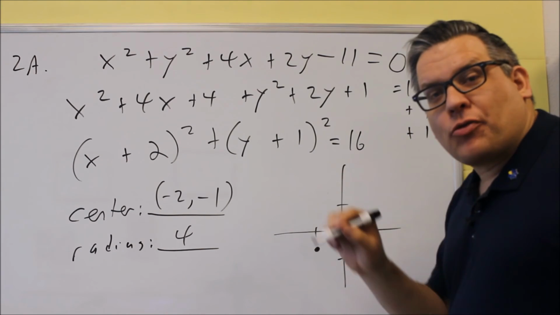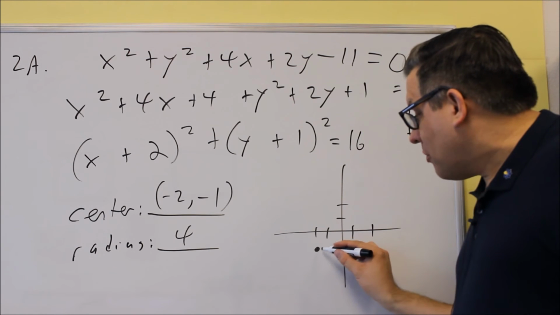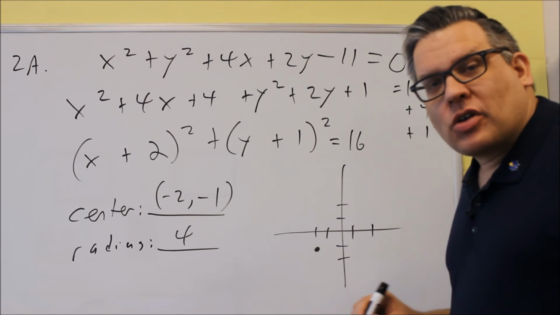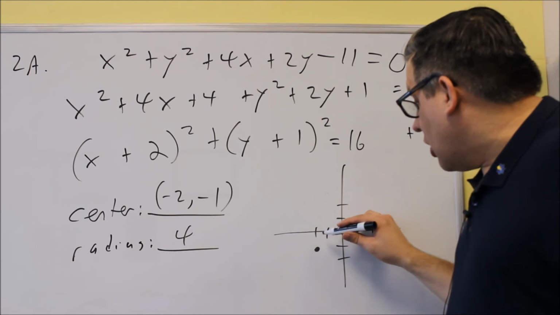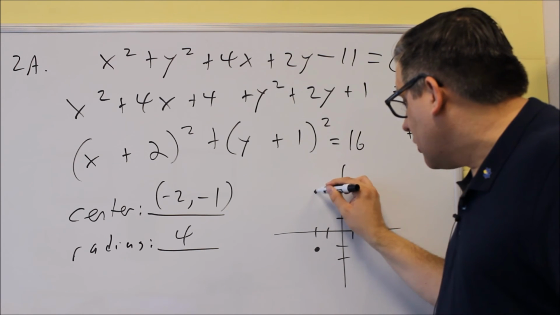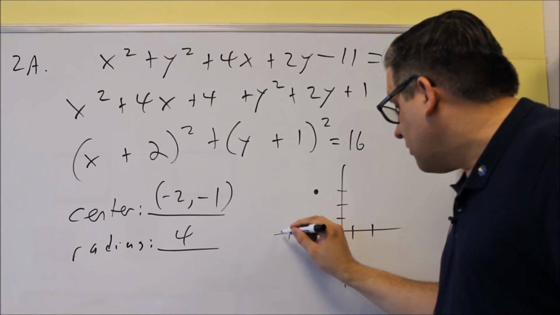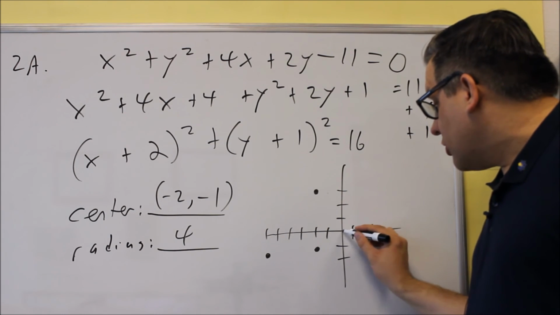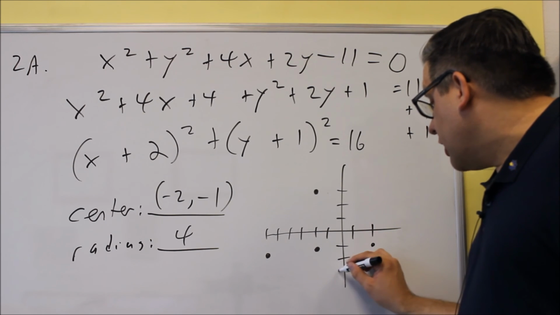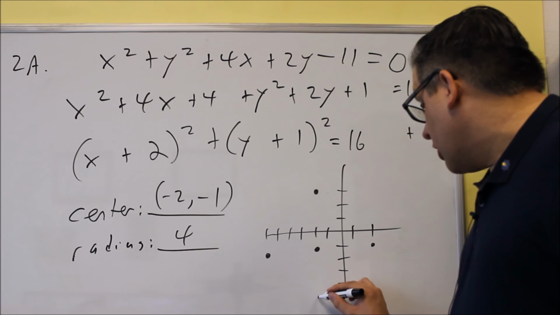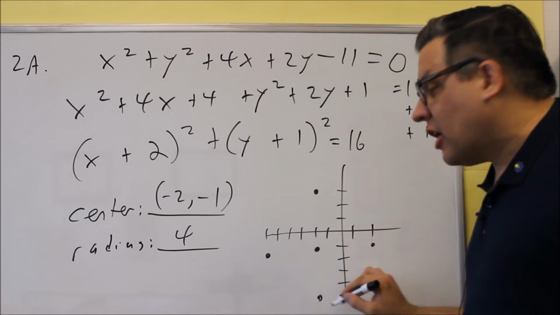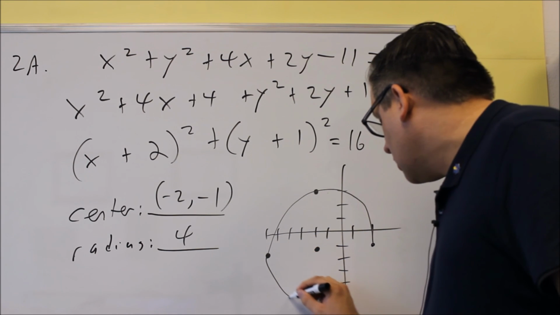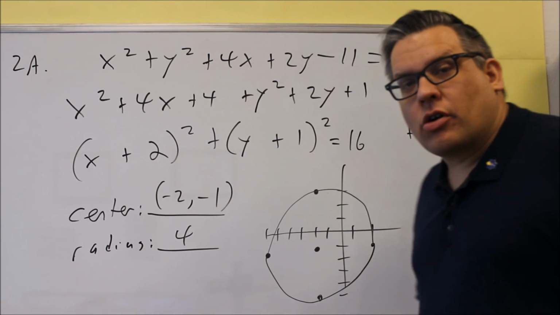Now to get some reference points that you can use to connect and make your circle, from the center, we're going to go up, down, left, and right an amount of 4, because that's what our radius is. From here we're going to go up 4, so 1, 2, 3, we're going to go up 1 more to here. We're going to go to the left 4, which takes us over to here. Go to the right 4, 1, 2, 3, 4, get a point right there, and then we're going to go down 4, which means we get a dot down below. So we go up, down, left, and right with our radius, and that gives us enough points to connect and draw a circle. So this is what your graph would look like.